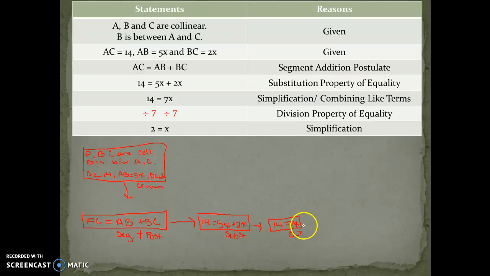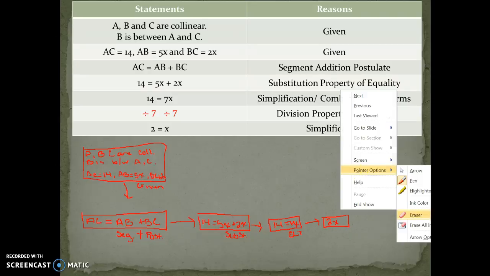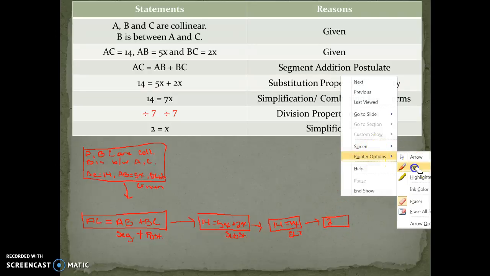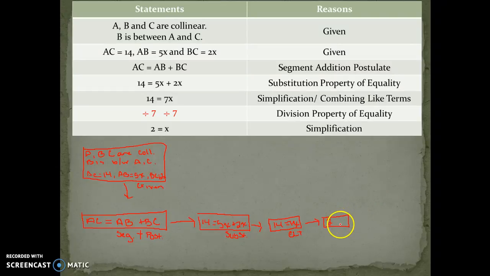Now the next thing we did was we showed the step of dividing by 7, but what that actually resulted in was 2 equals, oops, forgot my equal sign. Was that 2 is equal to x. And the reason we were allowed to say that was the result of division, and then, once we divided, we simplified.